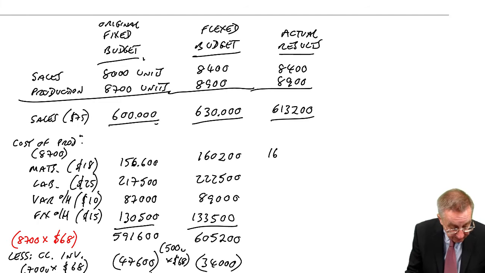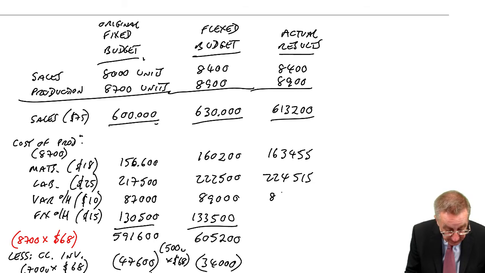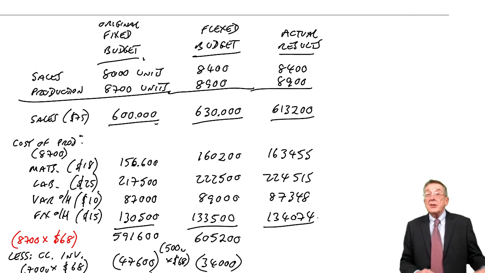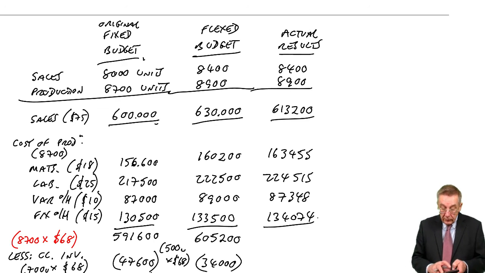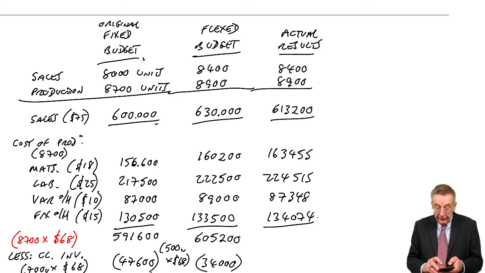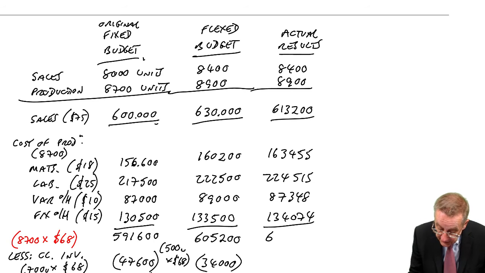Materials, we actually spent 163,455. Labour, 224,515. Variable overheads, 87,348. Fixed overheads, 134,074. So the actual cost of production, the total of those, 163,455, 224,515, 87,348, 134,074, is 609,392.